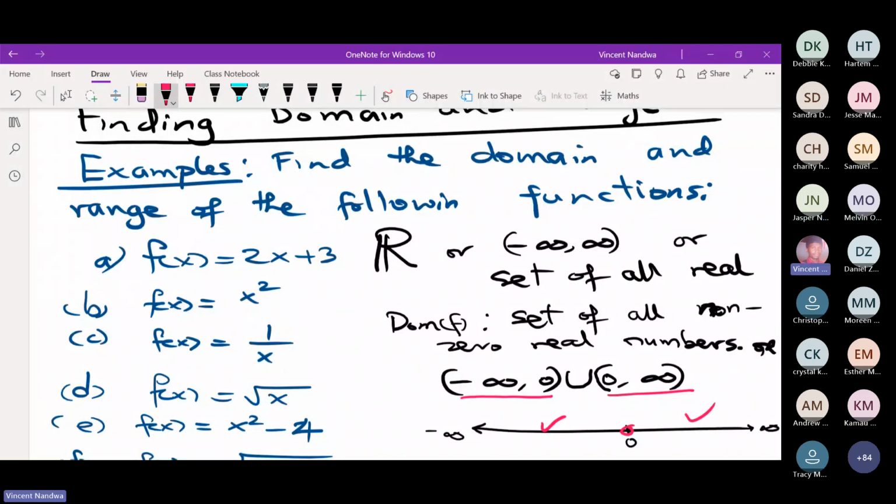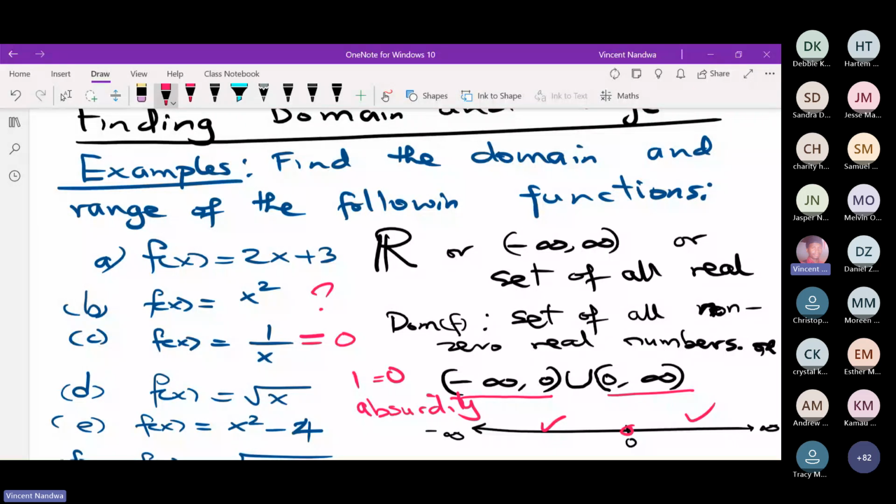Is it possible to get 0? Is there a value of x from this domain that will give us 1 over x equal to 0? No. There's no value of x that will make 1 over x be 0, because if this were an equation to solve, then we say 1 over x equals 0, and you cross multiply. So we'll have 1 equals x times 0, which is 0, which is an absurdity. 1 cannot be the same as 0.